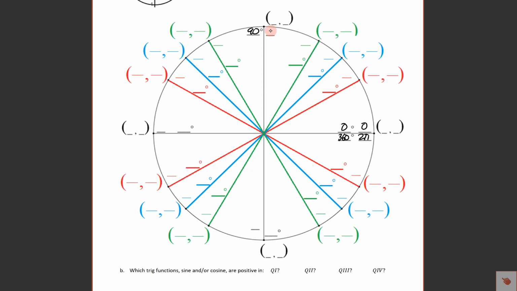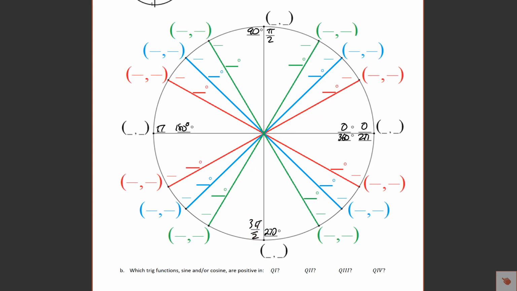What is it? Pi halves. Because over here, this is pi radians, or 180 degrees. Down here, this is 270 degrees, or can somebody raise their hand and help us out here? Dane. 3 pi halves. Very good.